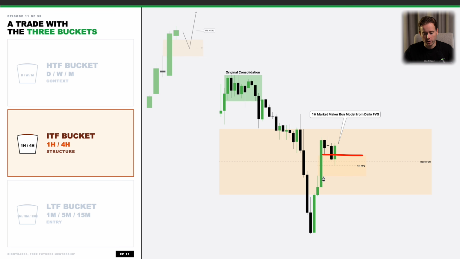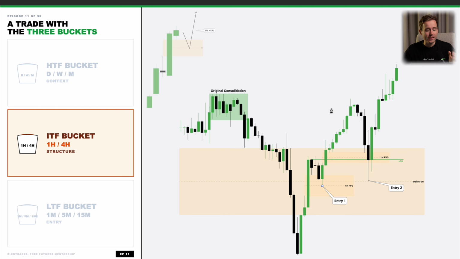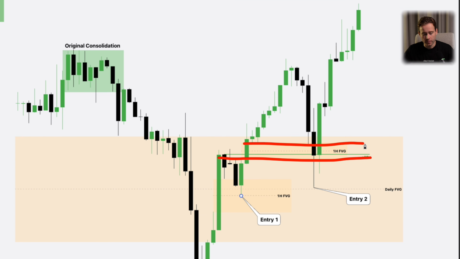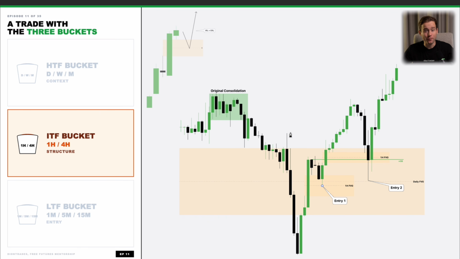We have fair value gap 1 here, and then we can just trade towards the target here to complete the market maker model. And in hindsight, yes, we will do that. So we have the fair value gap here, then we create an order block, and then we come back to the order block overlapping with a 1 hour fair value gap, and then we trade to the target. So also the intermediate term time frame structure, the bucket, was pretty easy to read, right? But we don't take trades on the 1 hour and the 4 hour. We take trades on a lower time frame.